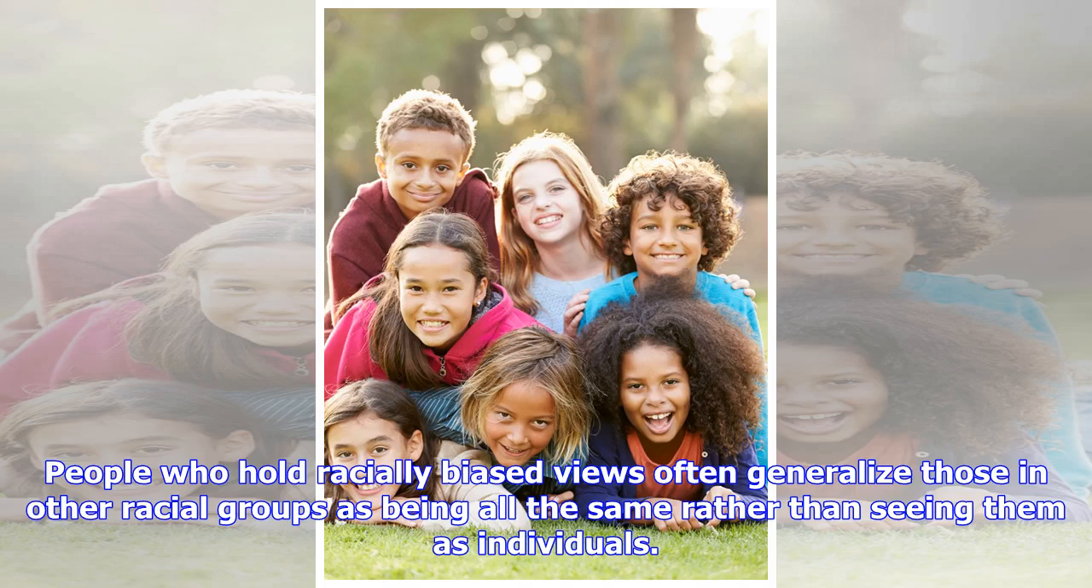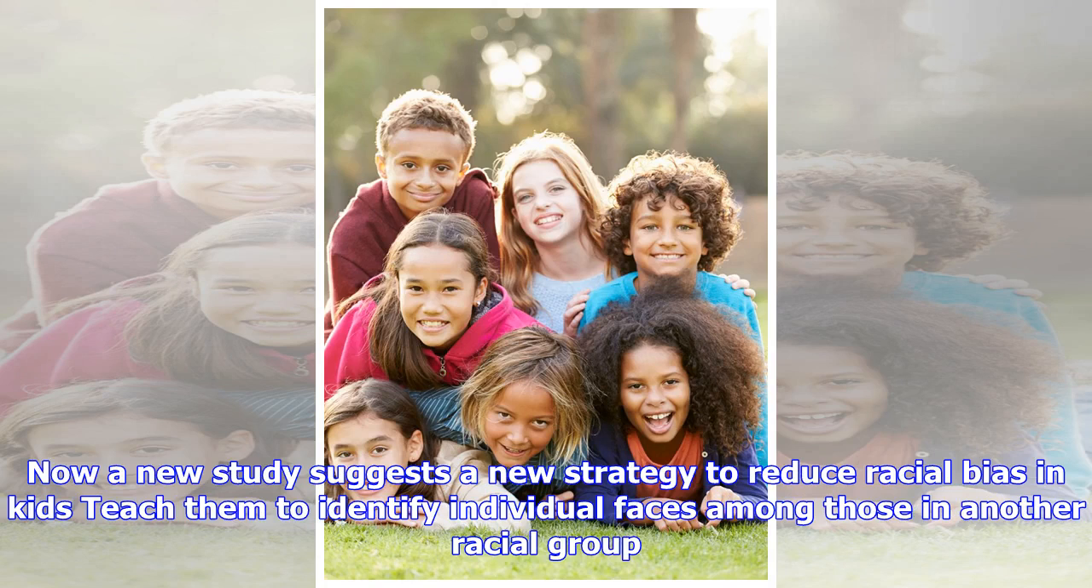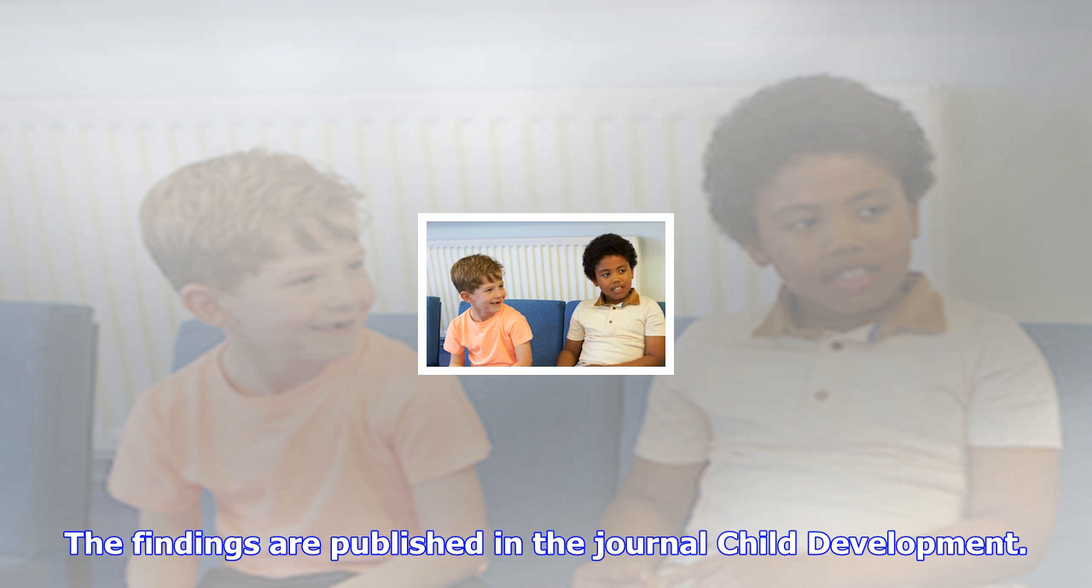People who hold racially biased views often generalize those in other racial groups as being all the same rather than seeing them as individuals. Now a new study suggests a new strategy to reduce racial bias in kids: teach them to identify individual faces among those in another racial group. The findings are published in the journal Child Development.